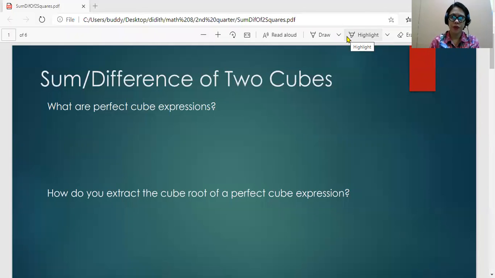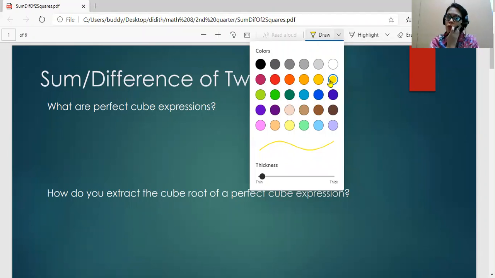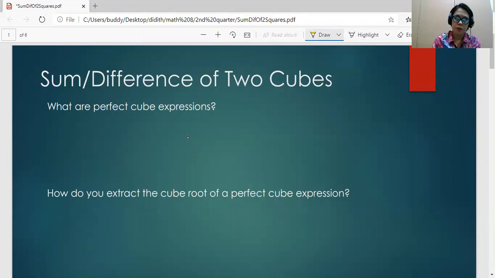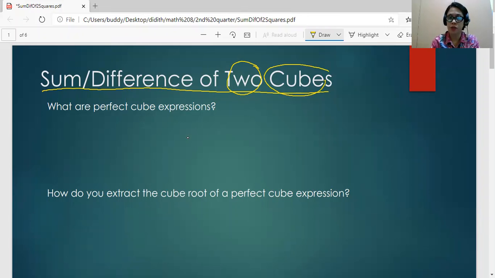Hi, grade 8. Our next topic on factoring is the sum and difference of two perfect cubes, or two cubes. Before we work on factoring with this pattern, take note that we're going to factor binomials, since this has something to do with two terms, and both terms must be perfect cube expressions. And then this is either a sum or a difference.